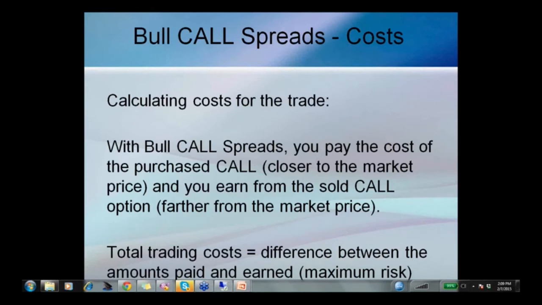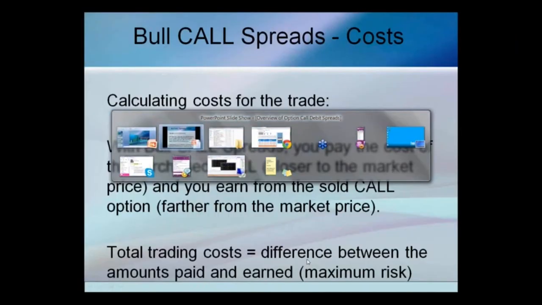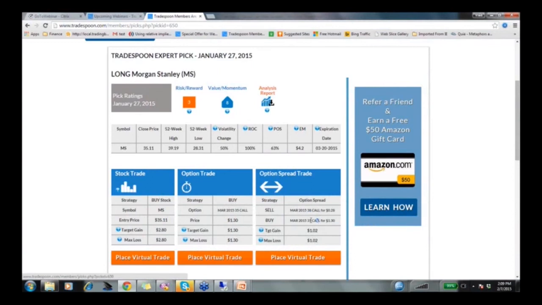So calculating the cost of the trade with bull call spreads, you pay the cost of the purchase call closer to the market price, and you earn from the sell and the call spread. So the total trading cost is difference between the amounts paid and earned. And you can see it here. So the net debit for this spread is $1.02. You paid $1.30 for 35 call. You sold 38 call, earned 28 cents. So your cost for the debit call spread is $1.02.